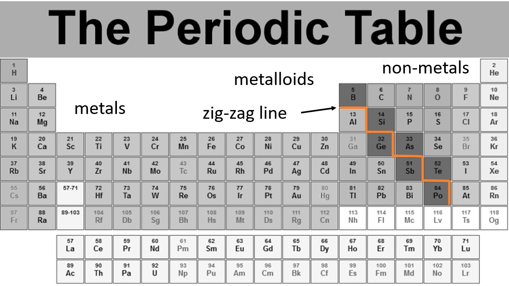So how do scientists divide the elements in the periodic table? Firstly, they use a zigzag line. On this slide, you can see an orange zigzag line. On its right side, they classified it as nonmetals, and on its left side, they classified it as metals. But those elements that are on the zigzag line, like B, Si, Ge, As, Sb, Te, and Po, these are just symbols, they call them metalloids. Why? Because they possess both characteristics of the nonmetals and the metals.